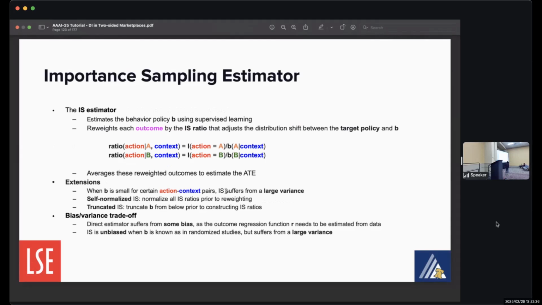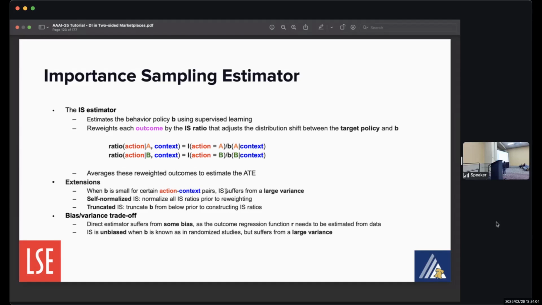Once you have those IS ratios, you can reweight each of the observed outcomes by these IS ratios. This gives you an unbiased estimator for each outcome under those target policies. Then you average these reweighted outcomes and take their difference to estimate the ATE. So that's the basic idea behind the IS estimator.